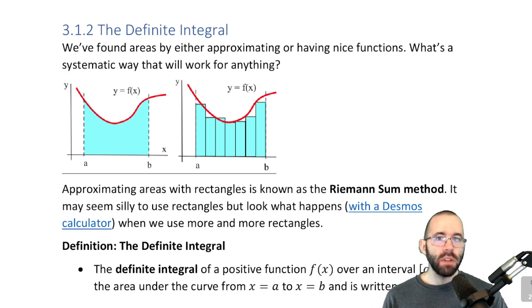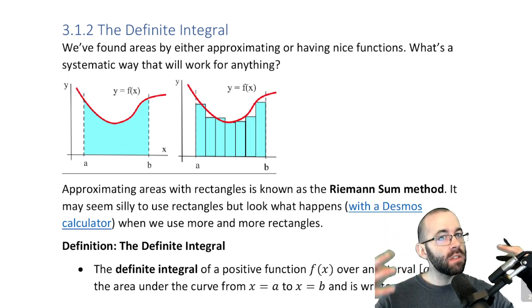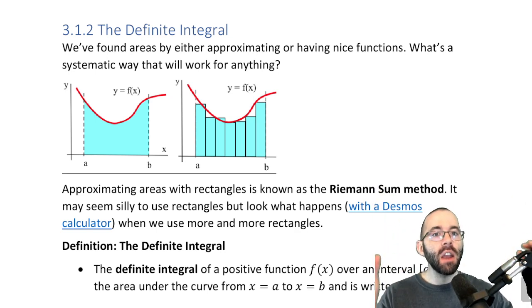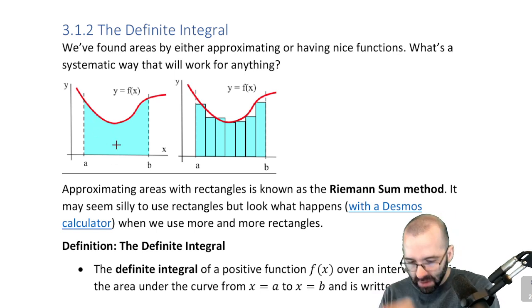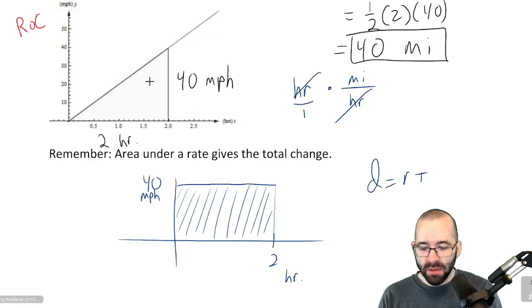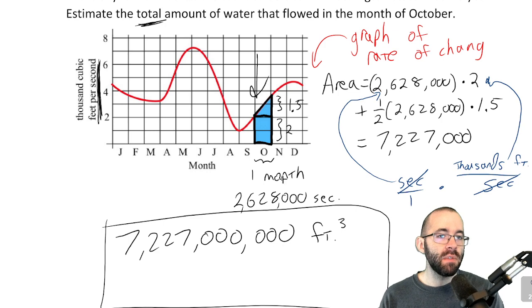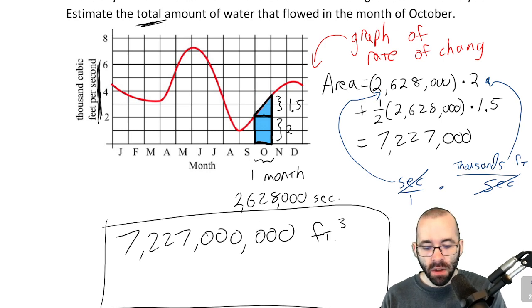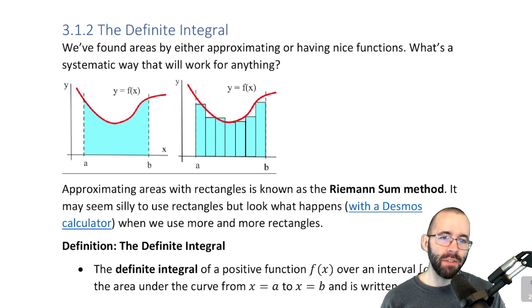So I've mentioned that area under a rate of change gives the total. And that area is a definite integral. We found this in a couple of different ways. Right, this blue area is an integral. And before, we found it using geometry here, or we approximated with geometry here. But we're trying to figure out a better way of doing it.